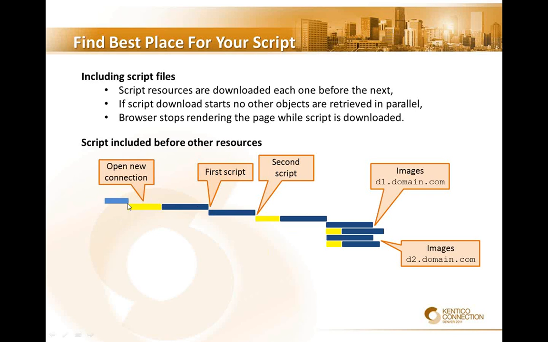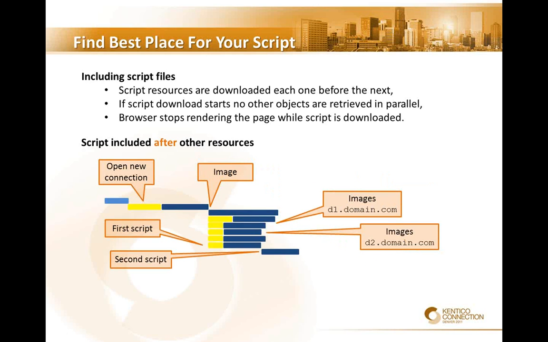DNS resolve time, connection open, initial packet retrieve, and now we identify the first JavaScript file. What you can see is nothing else is happening at the same time. Everything is waiting for the first script to be downloaded. Then the second script is identified, so a new connection is opened and the script is downloaded, and after that the images are downloaded all at once. By reordering the script files and the images, we are able to significantly improve the page load time.